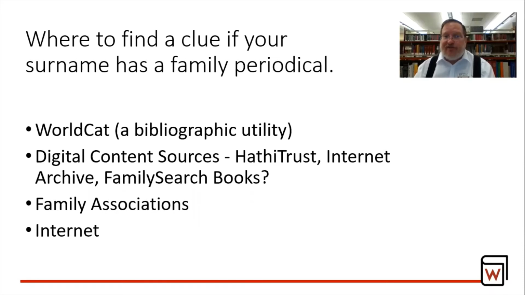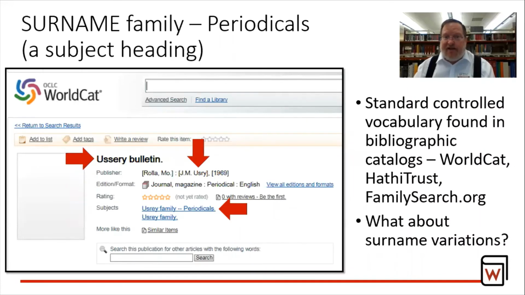Where to find clues if your surname has a family periodical? Well, going back to WorldCat, plugging your surname in. Digital content might be through HathiTrust, those digital sites that we talked about, family associations, and the internet. Now here is a record, I think it's a good example. The standard for a bibliographic utility like WorldCat or FamilySearch uses the surname and the word family and then the added word periodical. So this is the standard. And for Usrey, the standard is Usrey.